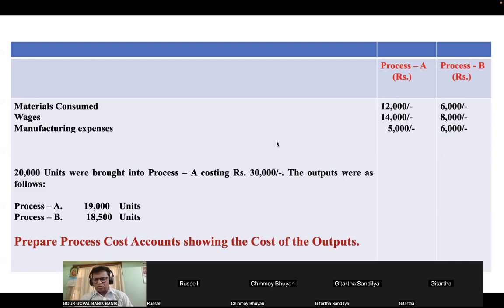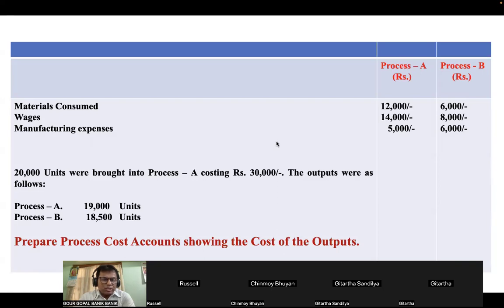I'll be ready for your questions at the end of the session. So 20,000 units you purchase for process A, and it was 30,000 rupees. And ultimately, when process A was completed, then you ended up with 19,000 units.